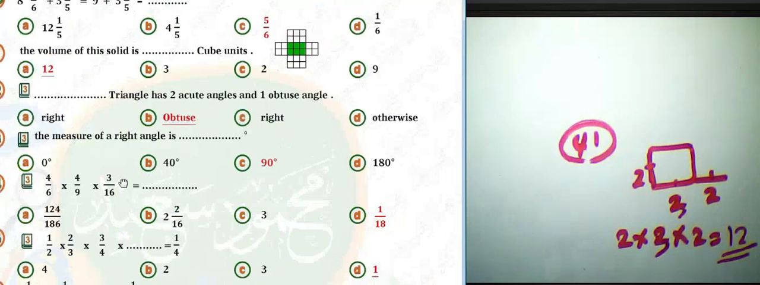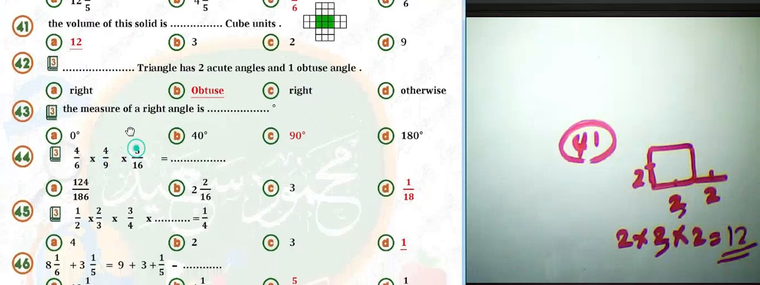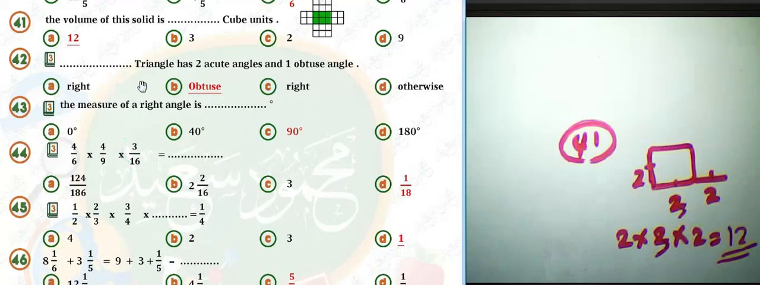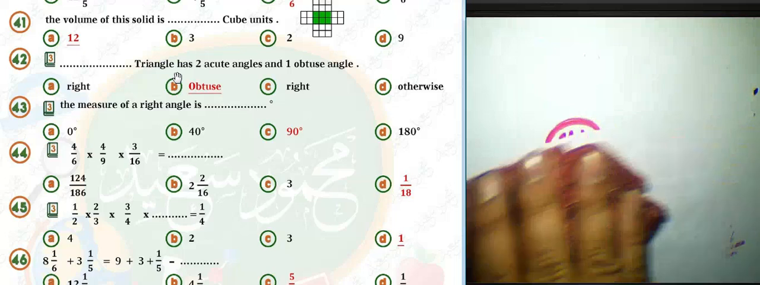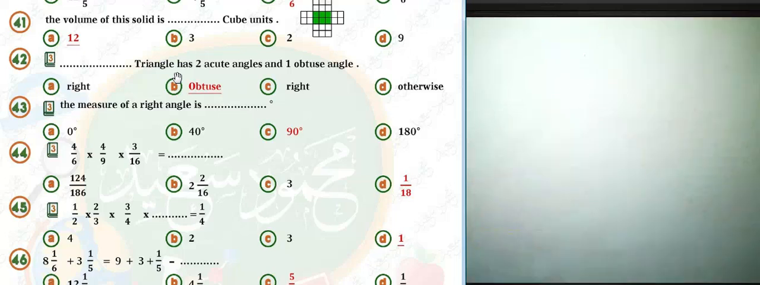Choose letter E. Question 42. Triangle has two acute angles and one obtuse angle. It's called obtuse triangle. The obtuse triangle has one obtuse angle and two acute angles. The measure of right angle is 90 degrees.